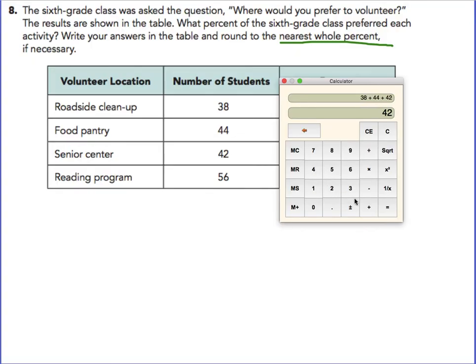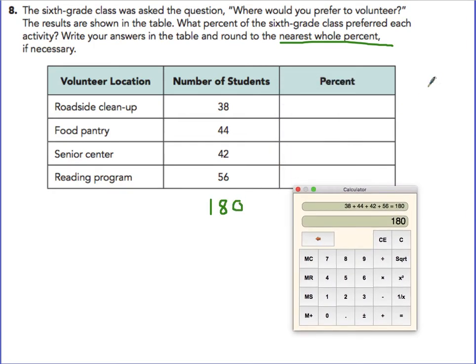They don't tell us specifically find the total, then find this. We have to know that we're looking for a total. So total students is 180. And now we're going to get each percent. So this is where we're going to show our work on the side here. 38 divided by the total number.